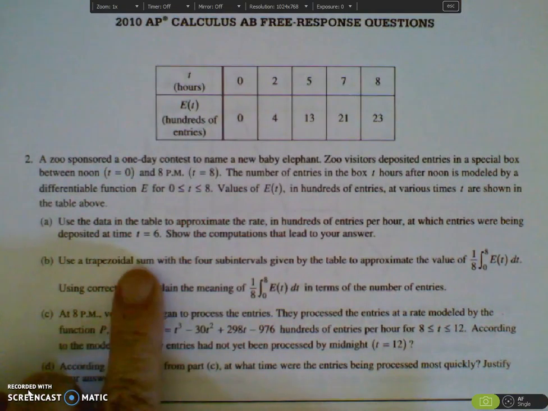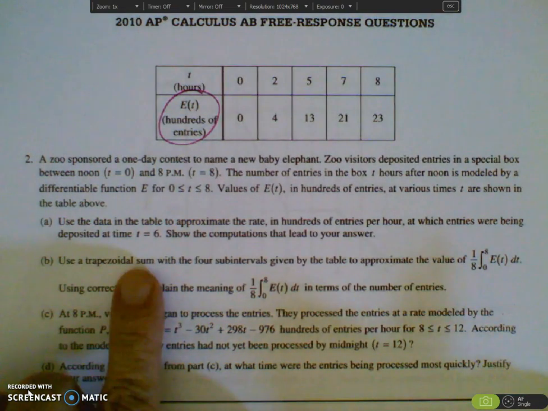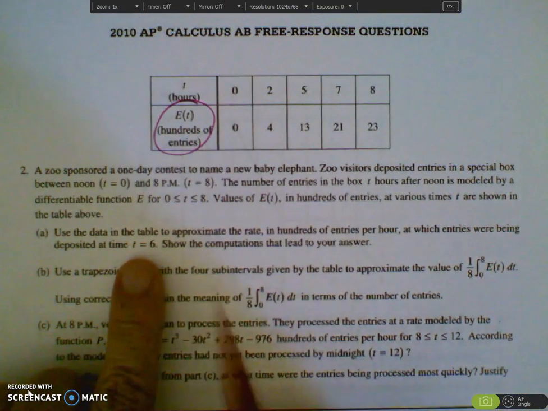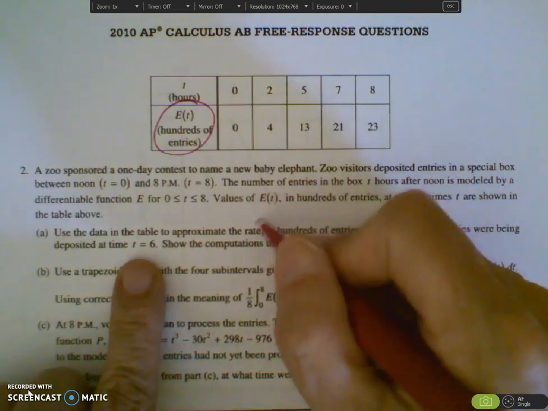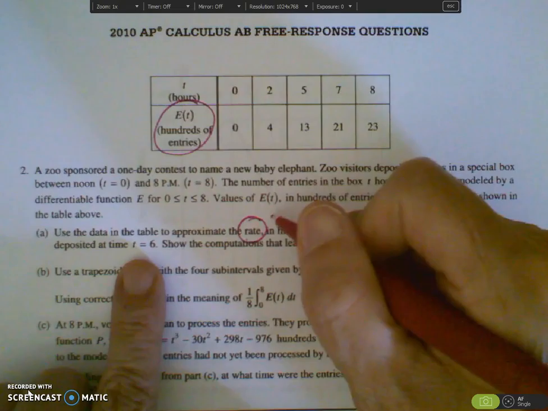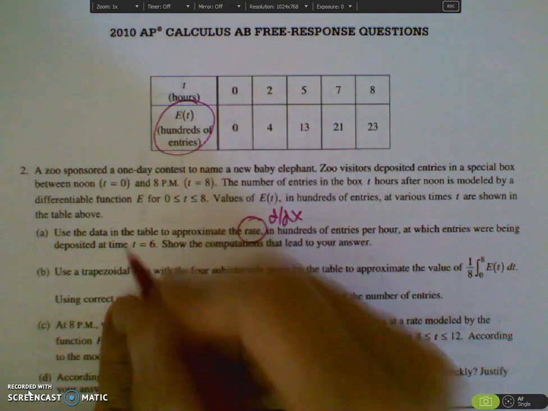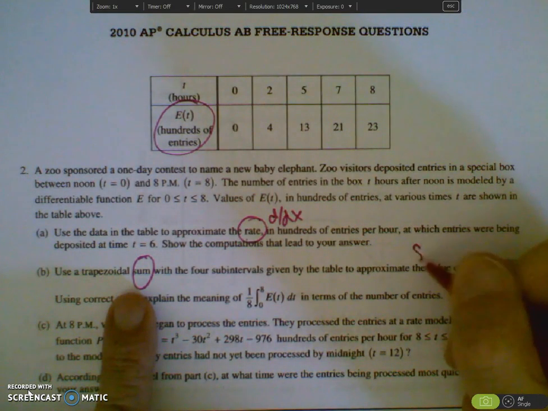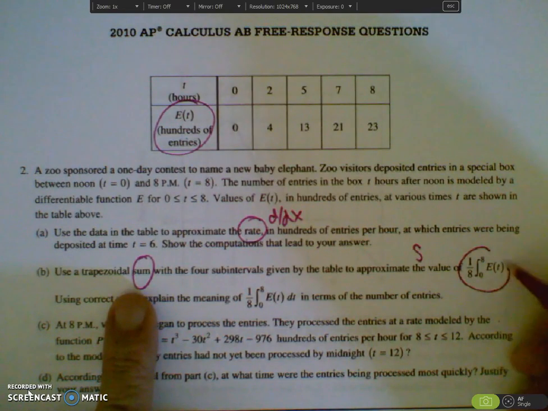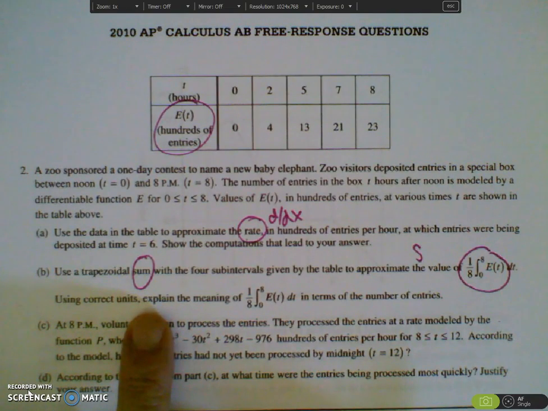In the second question, we are given a data table, and the numbers here represent the number of entries in hundreds that are in a box. Okay, in part A, they want us to use the data in the table to approximate the rate. Well, I know the word rate indicates that I need to do a derivative. Then in part B, use a trapezoidal sum. Okay, well, a sum indicates that I need to do an integral. I notice that this is an average value integral, which could be an important thing when it comes to explaining the meaning of that integral.